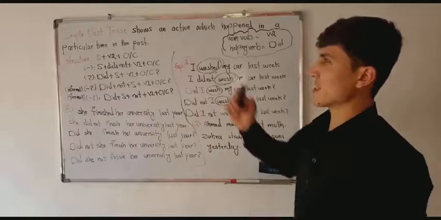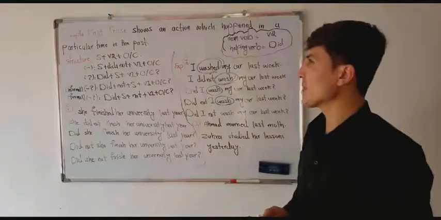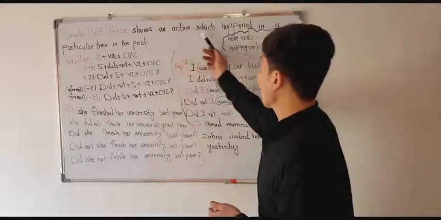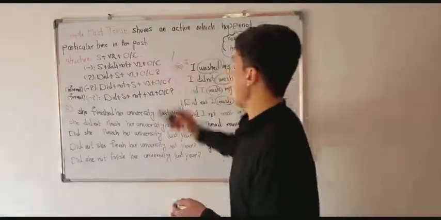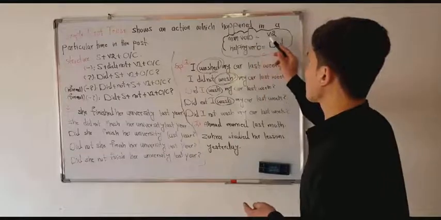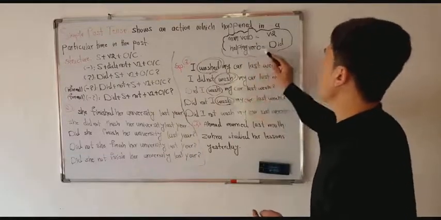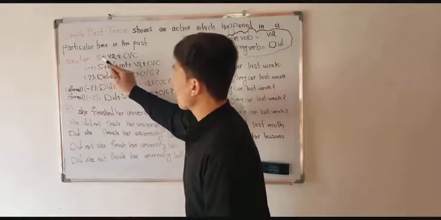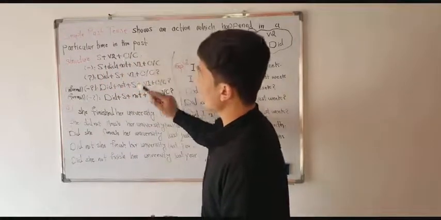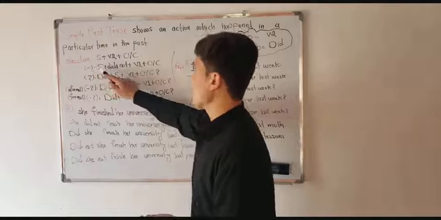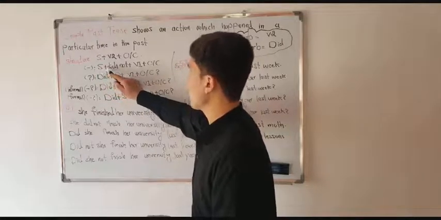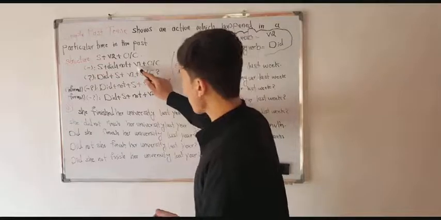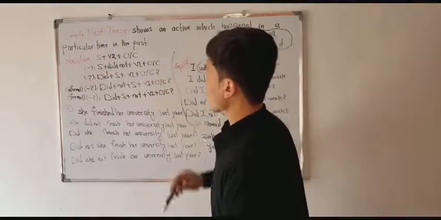Study simple past tense. What is simple past tense? Very, very easy. Simple past tense shows an action which happens at a particular time in the past. Main verb: second form of the verb. Helping verb: did. Structure: subject plus second form of the verb plus object or complement. Negative form: subject plus did plus not plus base form of the verb plus object or complement.